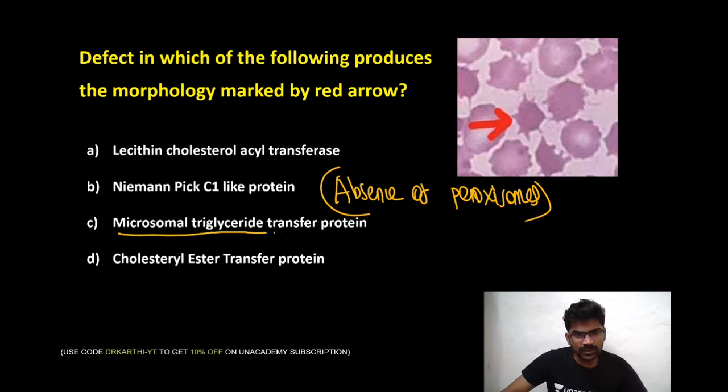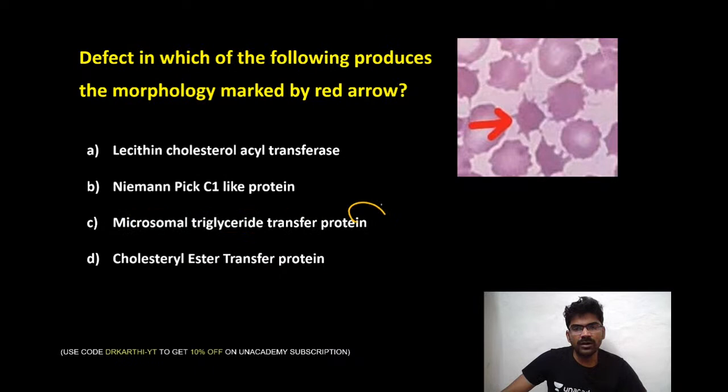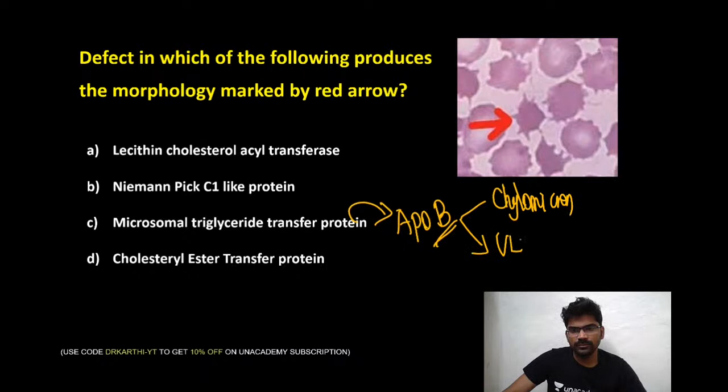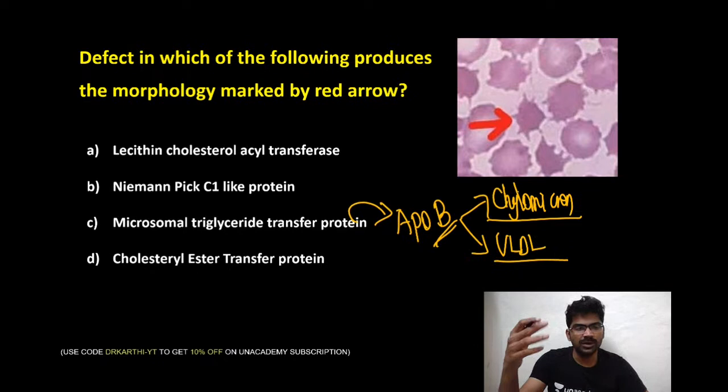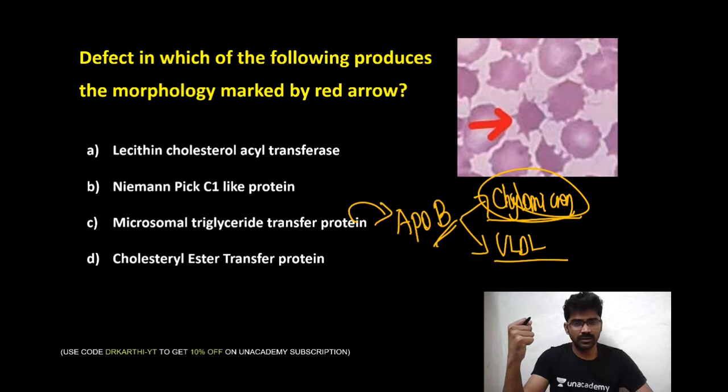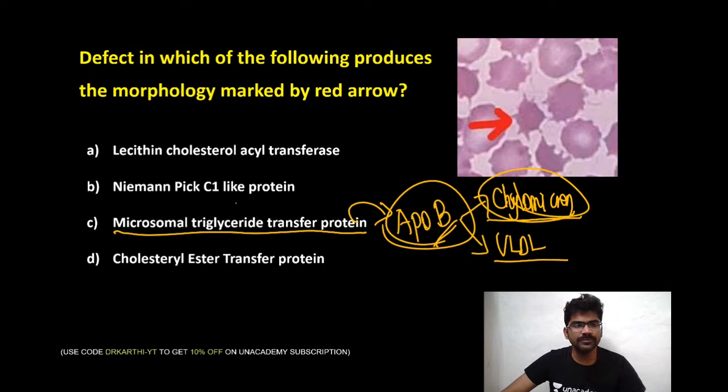What is this microsomal triglyceride transfer protein? It is involved in the transfer of triglycerides to ApoB containing lipoproteins. ApoB containing lipoproteins are what? B48, B100. So it is chylomicron and VLDL. So the defect in MTP leads to absence of chylomicron and VLDL. These are the beta lipoproteins, right? So these beta lipoproteins are not there. Chylomicron is not going to move, it will stay wherever it was. During electrophoresis, chylomicron is not going to move. VLDL is in the pre-beta region, right? This is why this is known as abetalipoproteinemia. Okay, clear? Right.